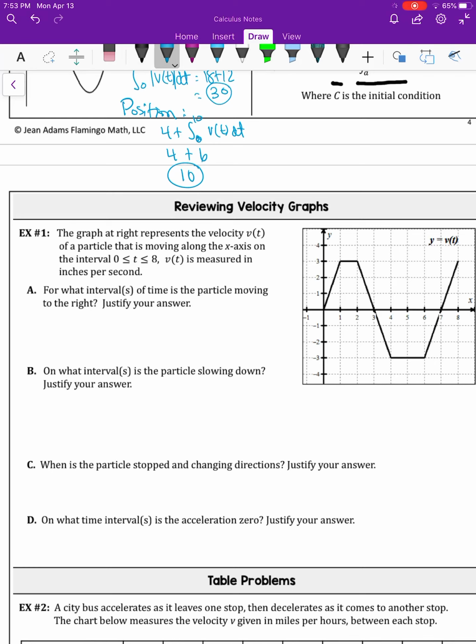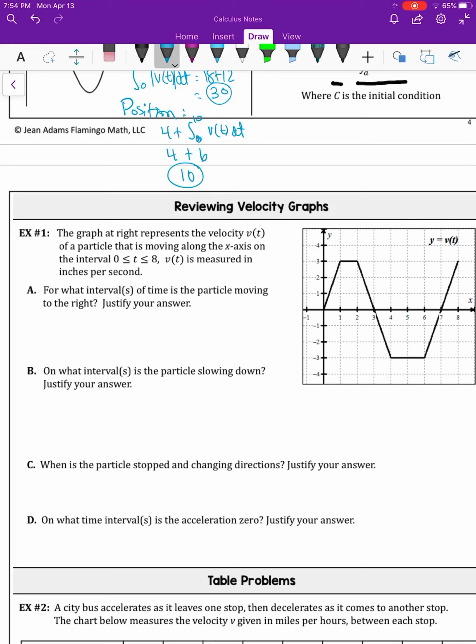So here we go. Example number 1, reviewing velocity graphs. The graph at the right represents the velocity V of t of a particle that is moving along the x-axis on the interval from 0 to 8. V of t is measured in inches per second. For what intervals of time is the particle moving to the right? Justify your answer.